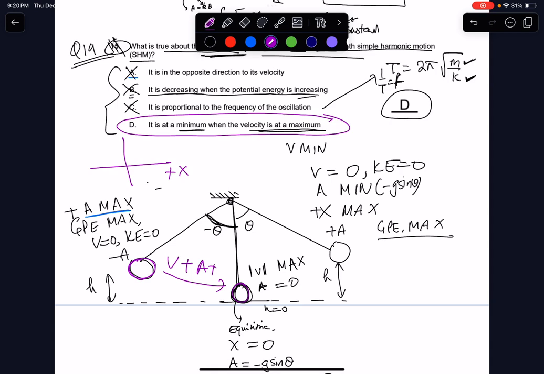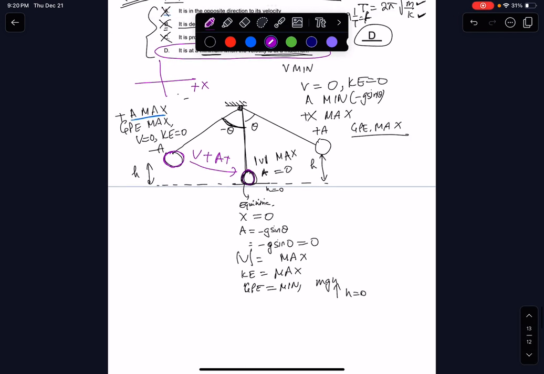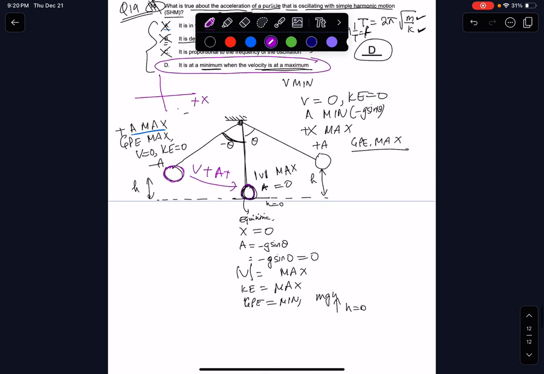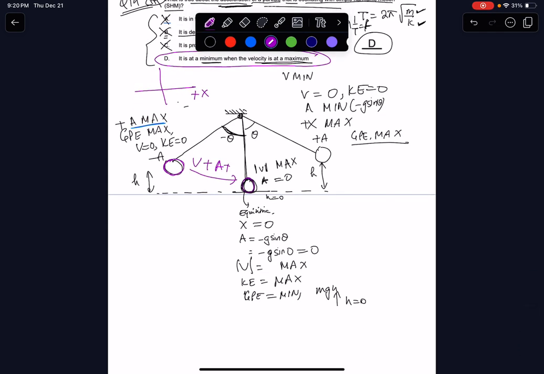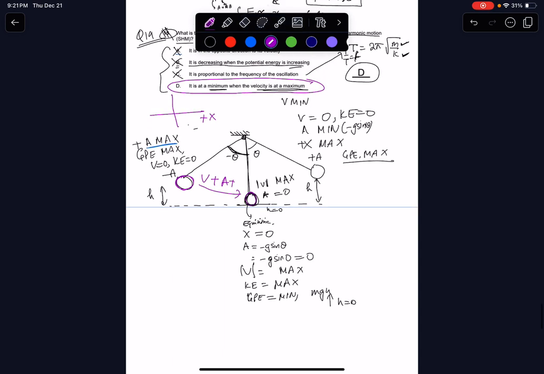Okay? So once again, go through the simple pendulum. And I've done all of these questions, and we have done a lot of simple pendulum questions. So if you go through all of them, you won't have any problems with these. Okay? So this is the main idea for it.